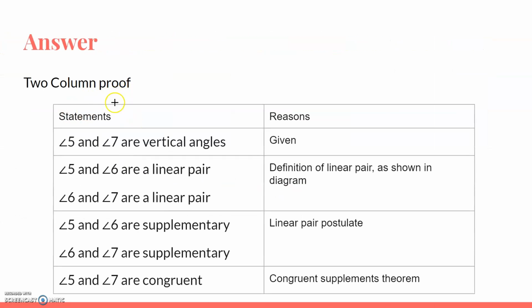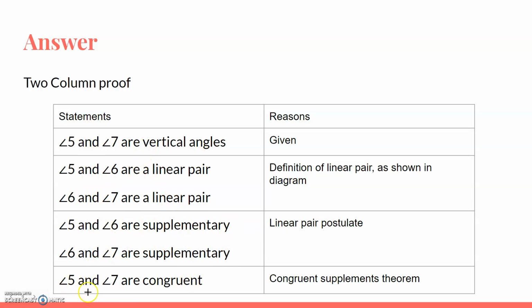Alright, so we have our statements and reasons. Angle 5 and 7 are vertical angles, that's our given. Angle 5 and 6 are a linear pair. Angle 6 and 7 are a linear pair. That's our definition of linear pair as shown in the diagram. Angle 5 and 6 are supplementary, and angle 6 and 7 are supplementary. That's our linear pair postulate that we just learned about. If two angles are a linear pair, then they are supplementary.